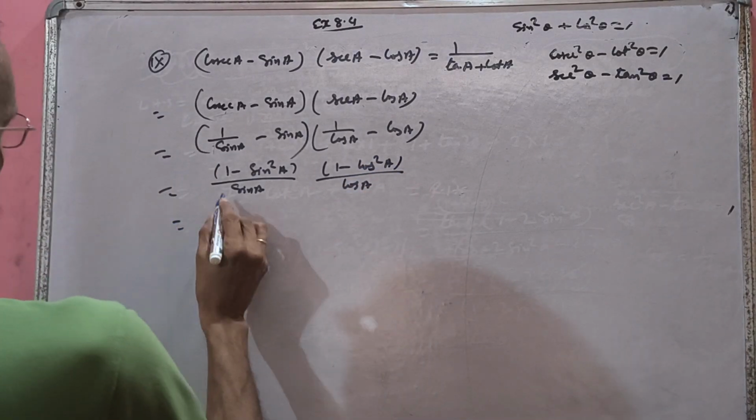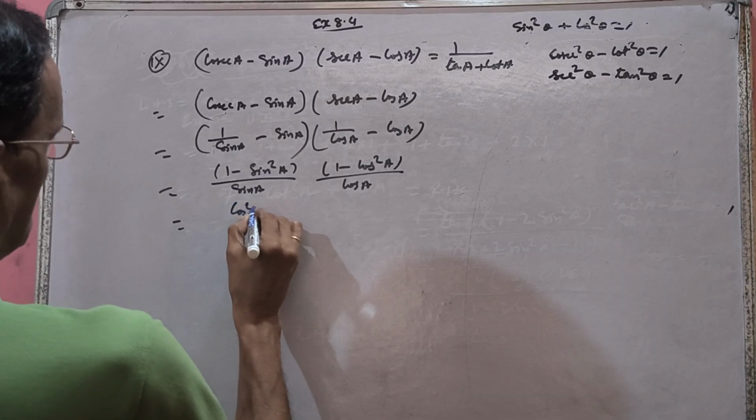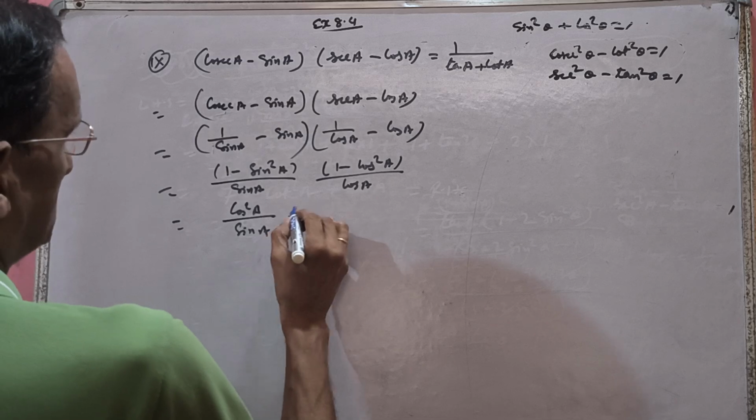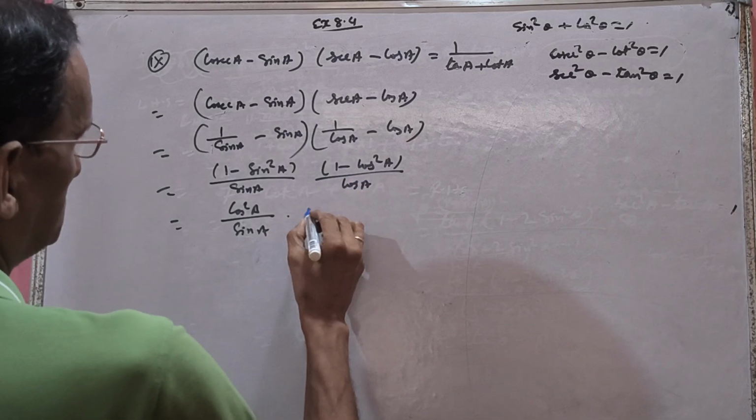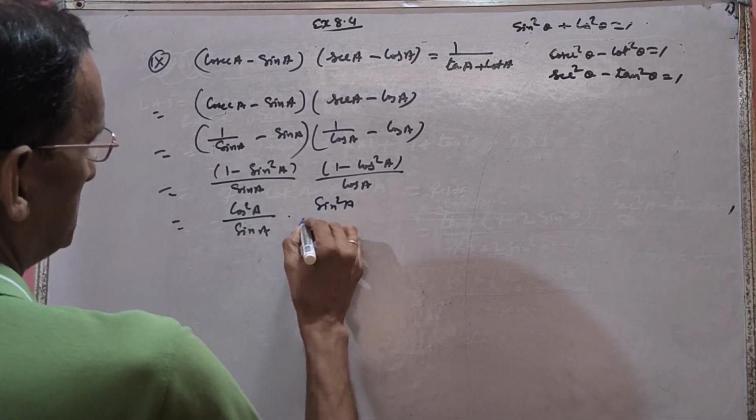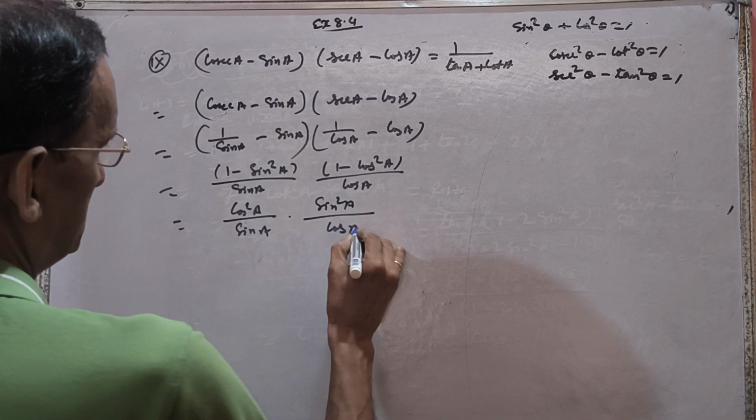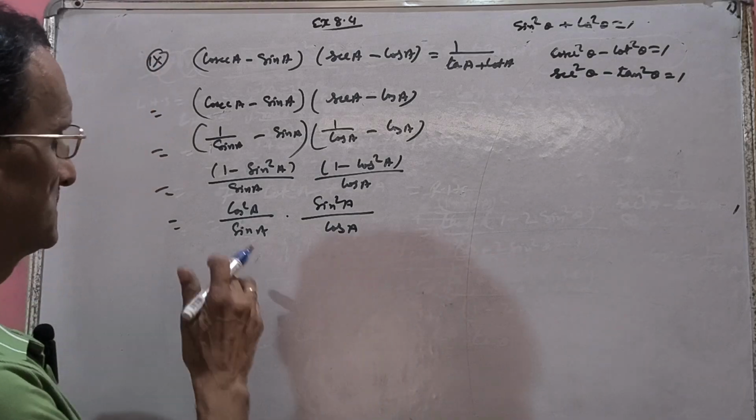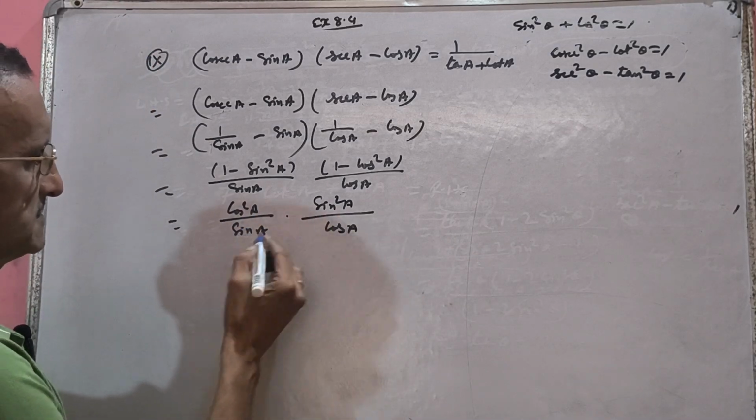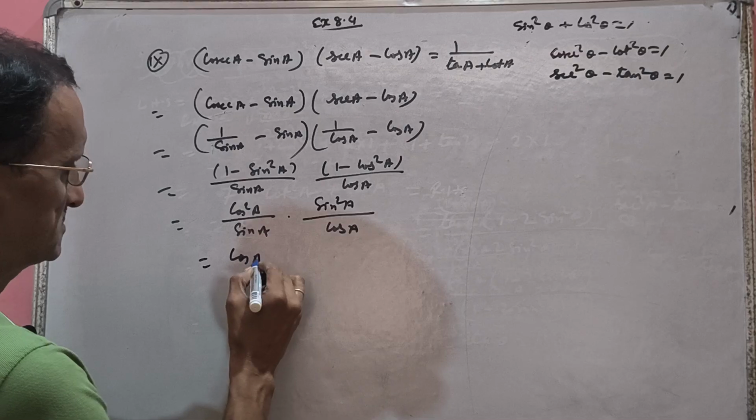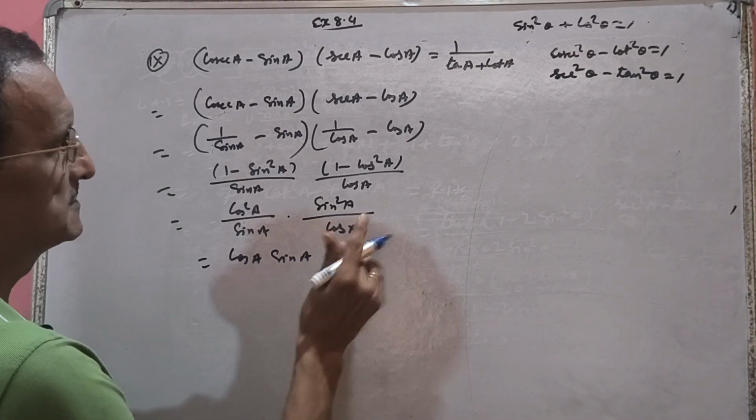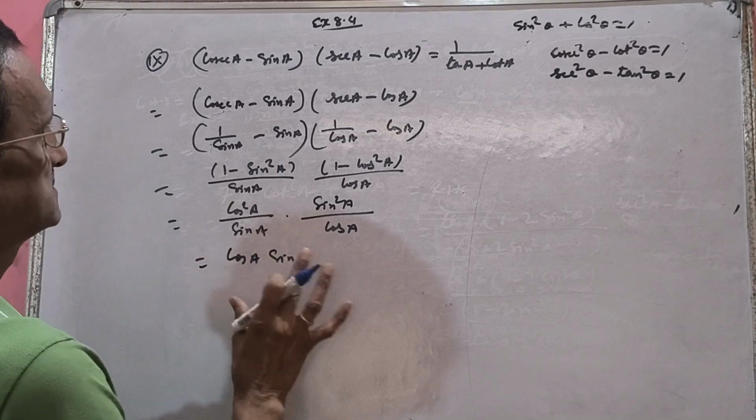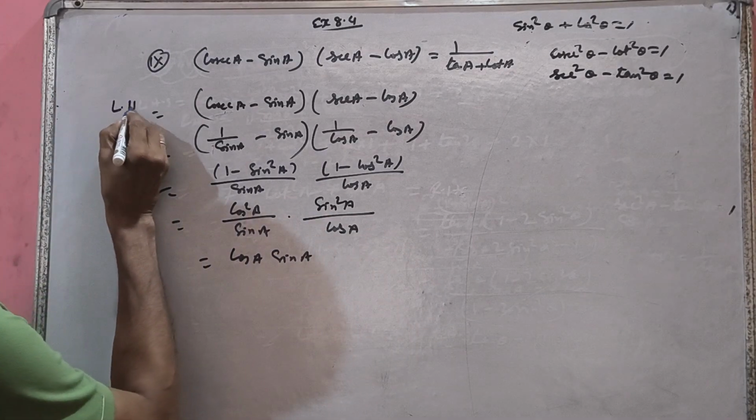Okay, so 1 minus sin square A, what will you get? Cos square A by sin A. And here 1 minus cos square A, what will you get? Sin square A by cos A. Okay, then this cos cancels, sin cancels, so what will you get? Cos A into sin A. See, we are not getting the right hand side yet, so leave it till here. This is the left hand side.